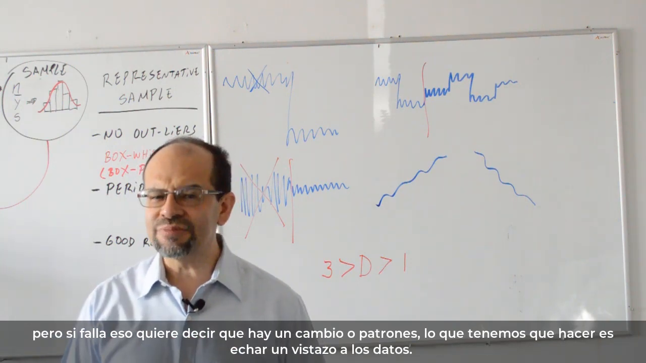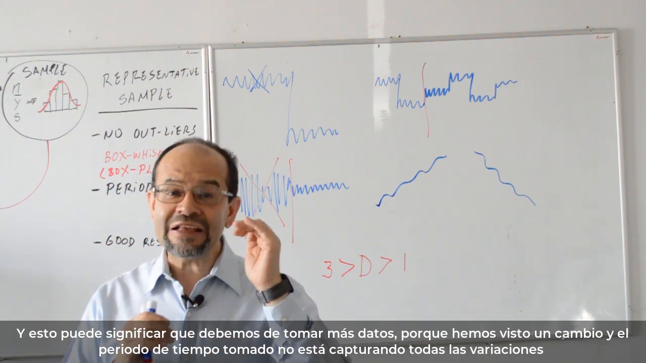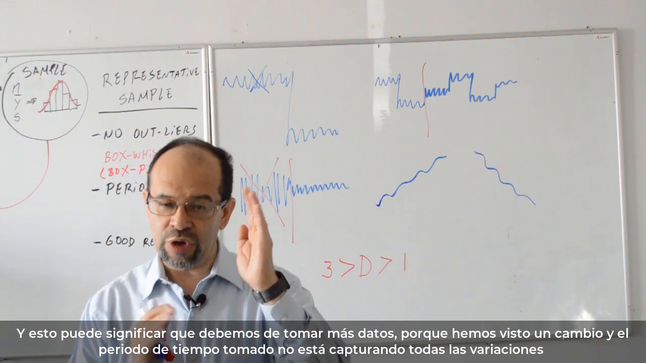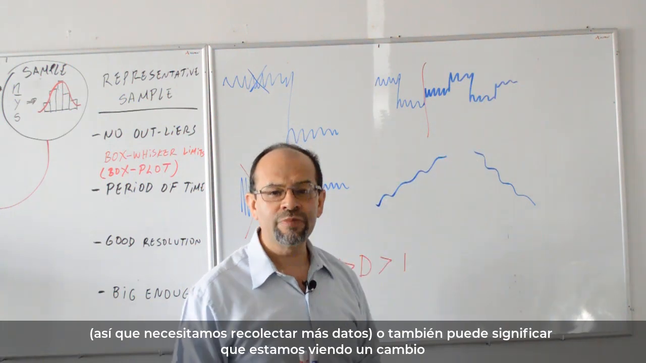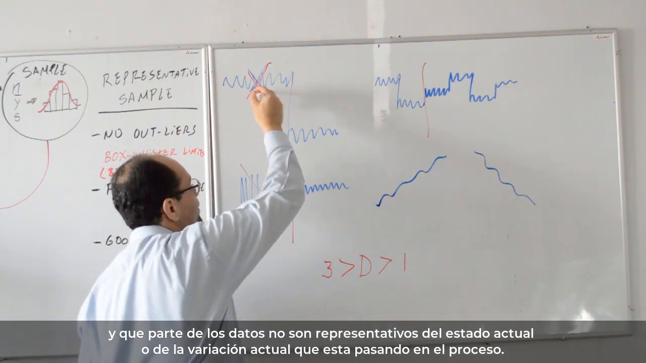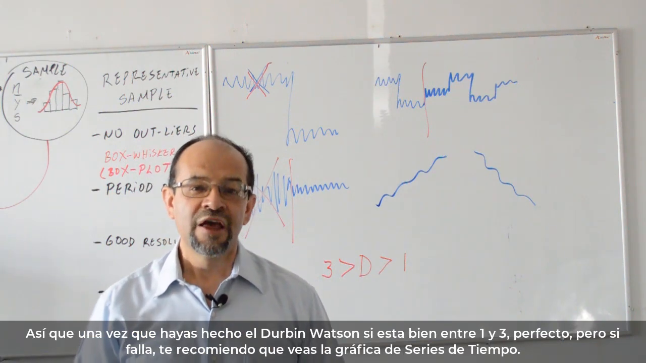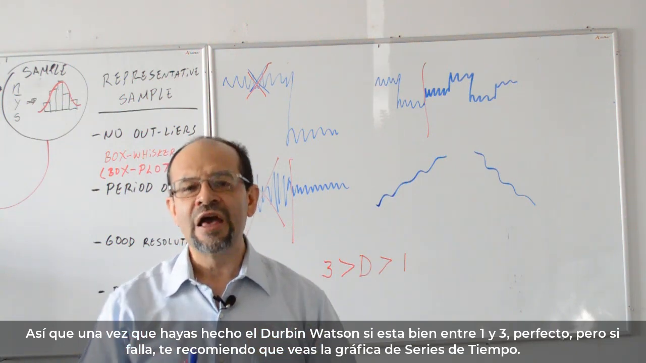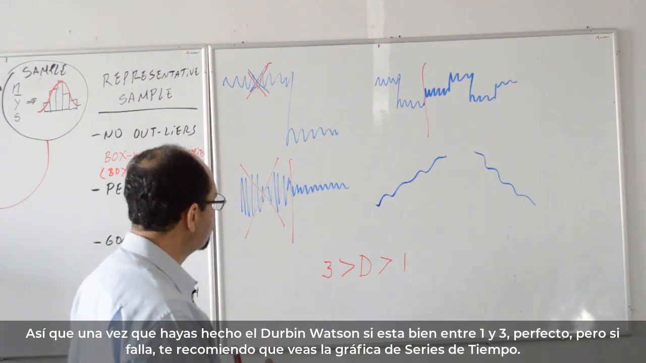But if Durbin-Watson fails, that means that there is a change in the pattern. What we have to do is take a look at the data. It can mean that we need to take more data, because we have seen a change and this period of time is not catching all the variations, so we need to collect more data. Or it can also mean that we are seeing a change and this data is not representative of the current state, of the current variation that is happening in the process. So once you have done your Durbin-Watson, if it's okay between 1 and 3, great. But if it fails, I recommend you take a look at the time series plot.